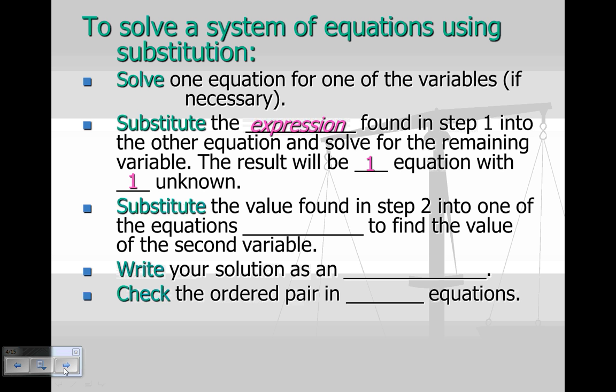Then substitute the value found in step 2 into one of the equations and solve to find the value of the second variable. Write your solution as an ordered pair. Check the ordered pair in both equations to make sure that you got it right. Okay, those are the steps. Now let's actually go through and do it.